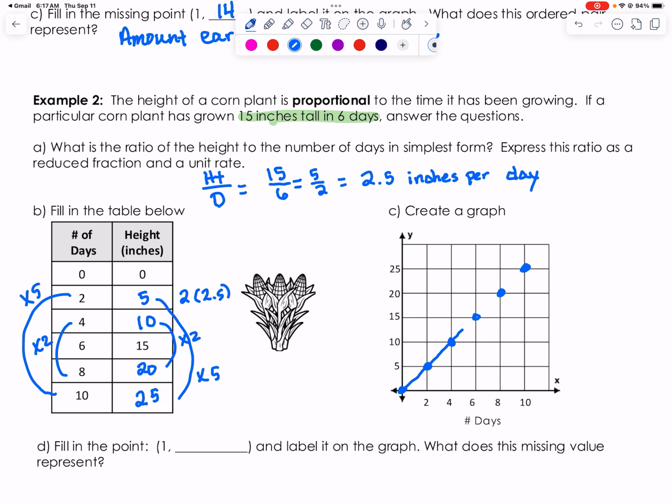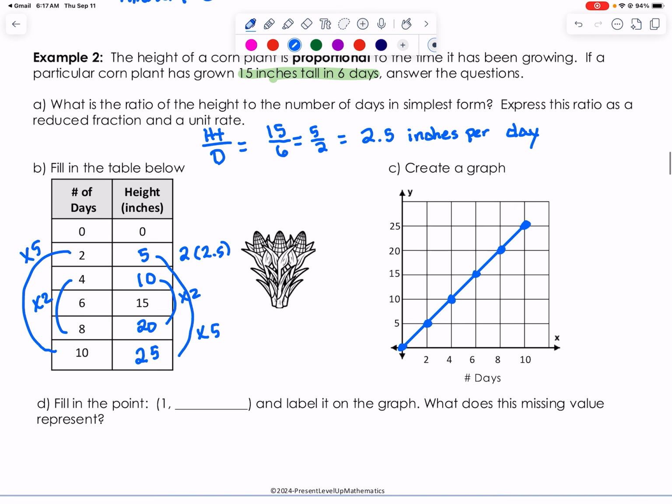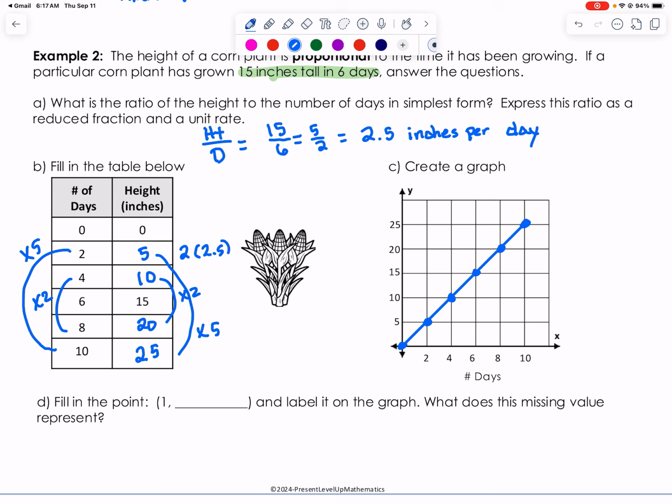So this is the graph that's representing the height of the corn over 10 days. All right. Problem D. Fill in the point, 1 comma something. Now, in our table, we did not include 1 day. We had 0 days, 2 days, 4 days, 6 days.